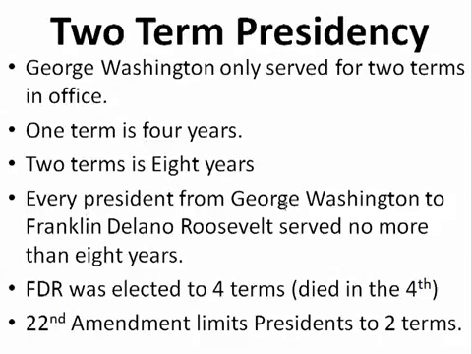And every president from George Washington to FDR, Franklin Delano Roosevelt, in 1932 is going to serve no more than 8 years, or 2 terms. And then FDR was elected to 4 terms, and he died in his 4th term. But after FDR dies, the 22nd Amendment is going to be ratified. It's going to limit the president to 2 terms. It's going to be made law or constitutional. Only 2 terms can be served as president.